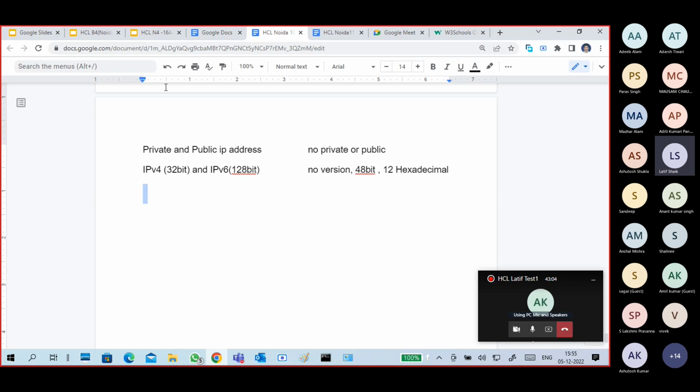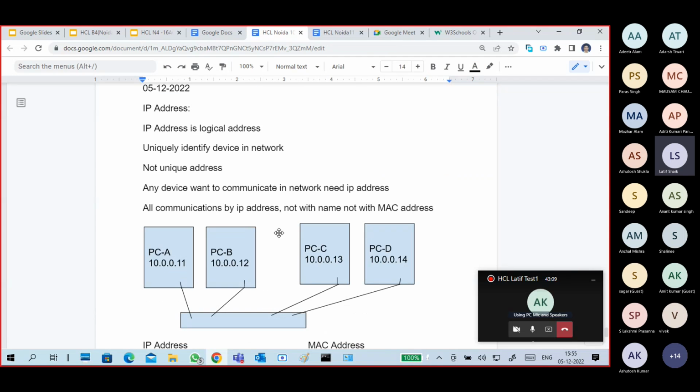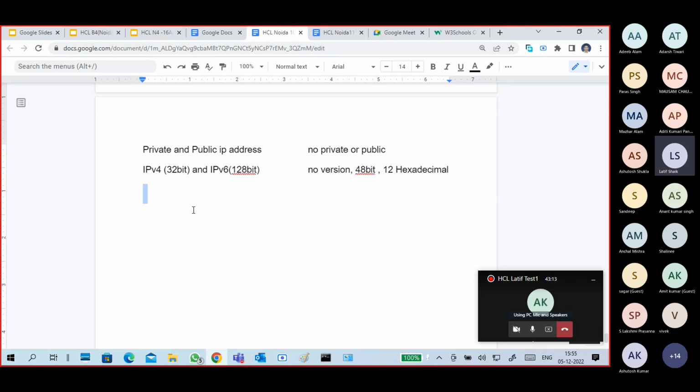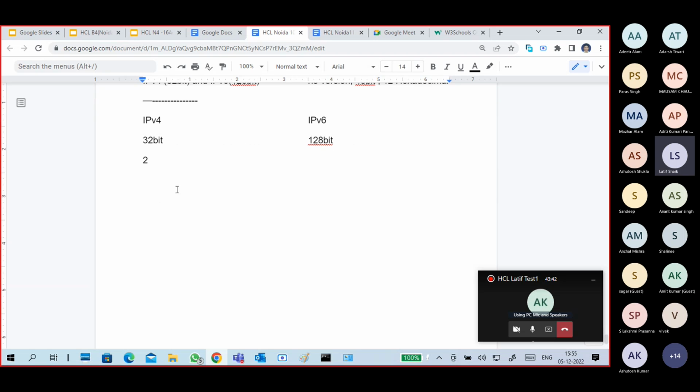So these are the basic points. I already told you all communication is by IP address only. These are the basic differences, guys. In IP addresses, IPv4 is one version, another version is IPv6. I can copy paste, but today I want to type sometimes. IPv4 is 32-bit, IPv6 is 128-bit.